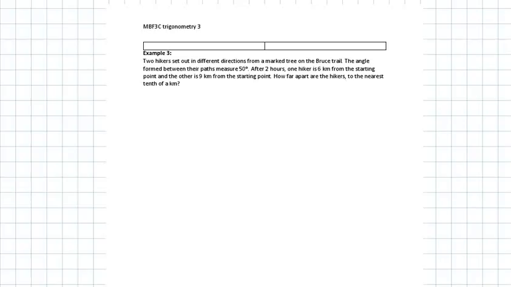So let's read this word problem. Two hikers set out in different directions from a marked tree on the Bruce Trail. The angle formed between their paths measures 50 degrees. After 2 hours, one hiker is 6 kilometers from the starting point and the other is 9 kilometers from the starting point. How far apart are the hikers to the nearest tenth of a kilometer?